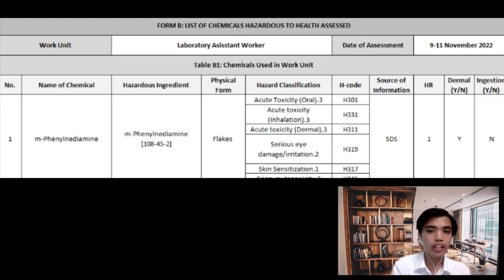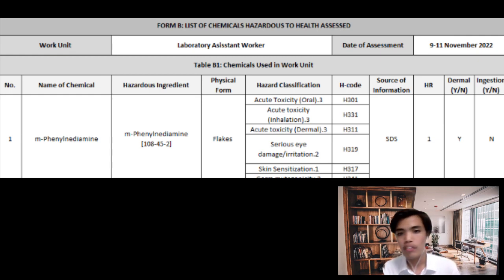Now, let's take a look at the result of hazard determination. The hazard rating, HR, for every chemical identified in this assessment is shown in form B below, and please refer to the appendices. To summarize all findings, all information was tabulated in the table below.